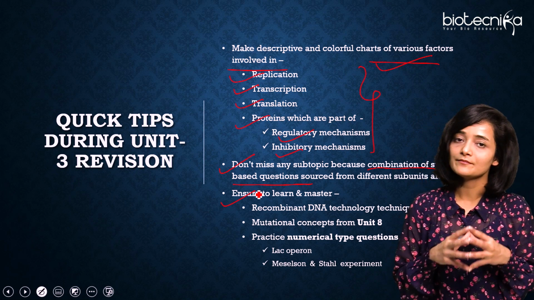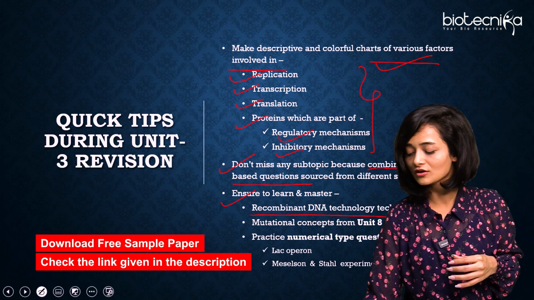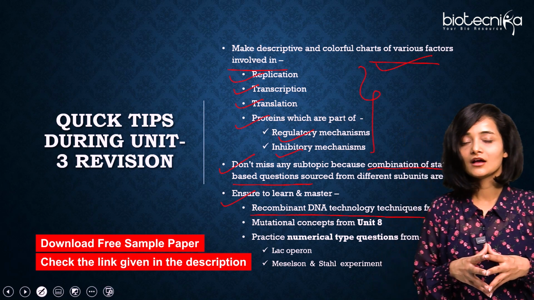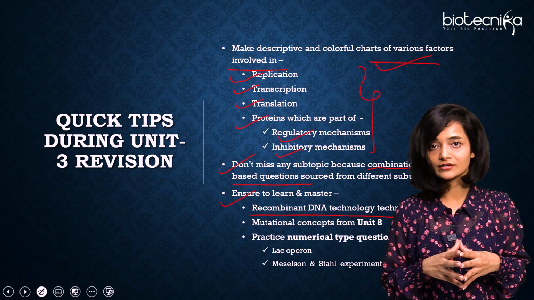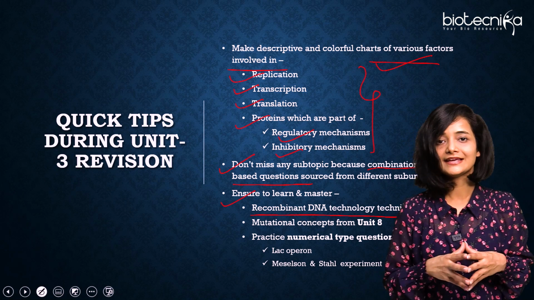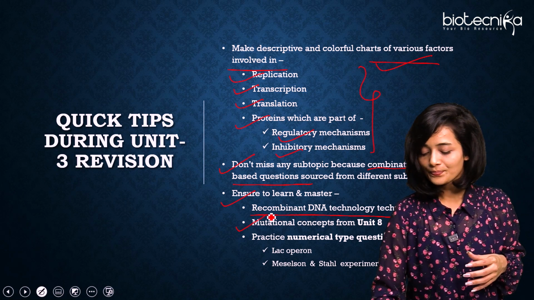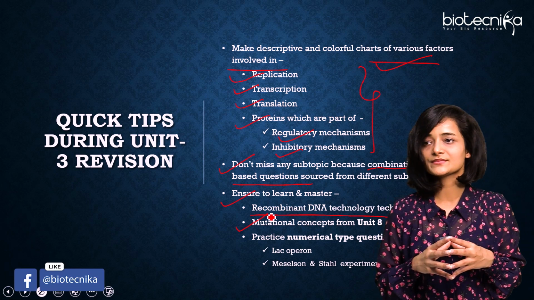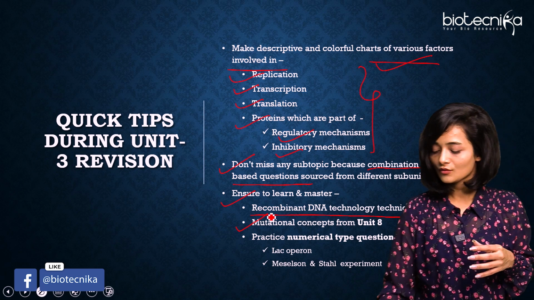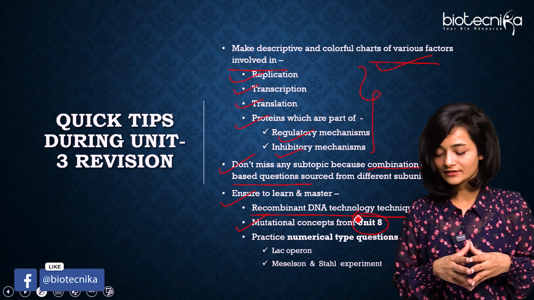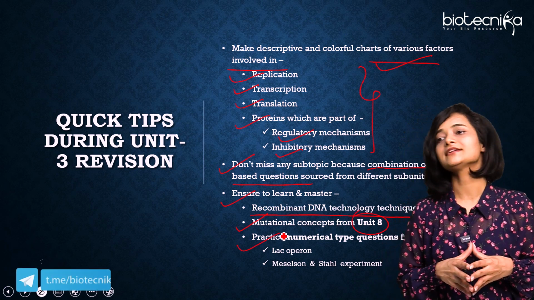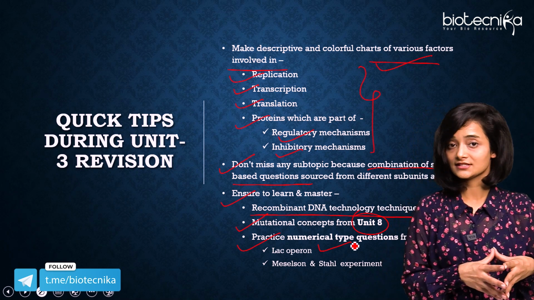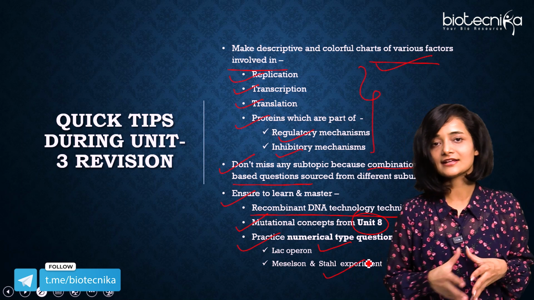Ensure to learn and master the recombinant DNA technology techniques from Unit 13, because most of the questions are combined with this unit in the CSIR NET exam. Make sure you remember the concepts related to mutations, which is majorly part of Unit 8. Practice the numerical type questions used in lac operon, as we have discussed, and the Meselson-Stahl experiment also.